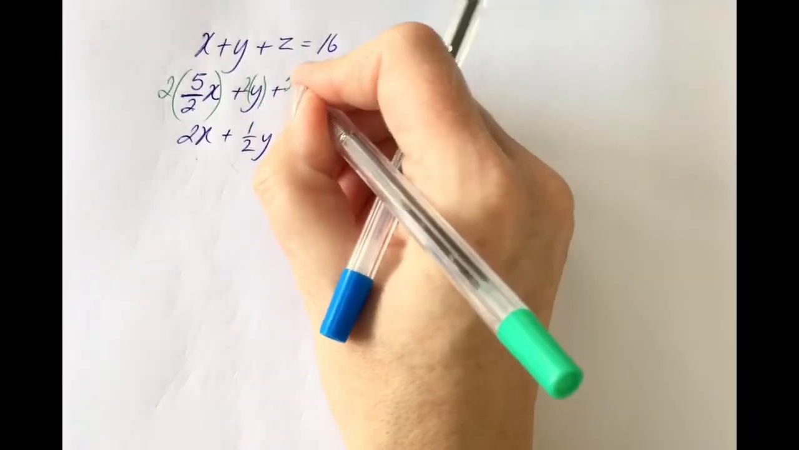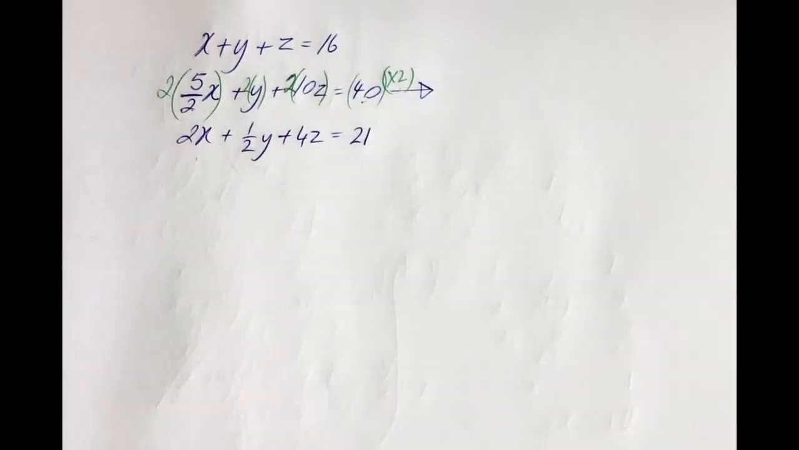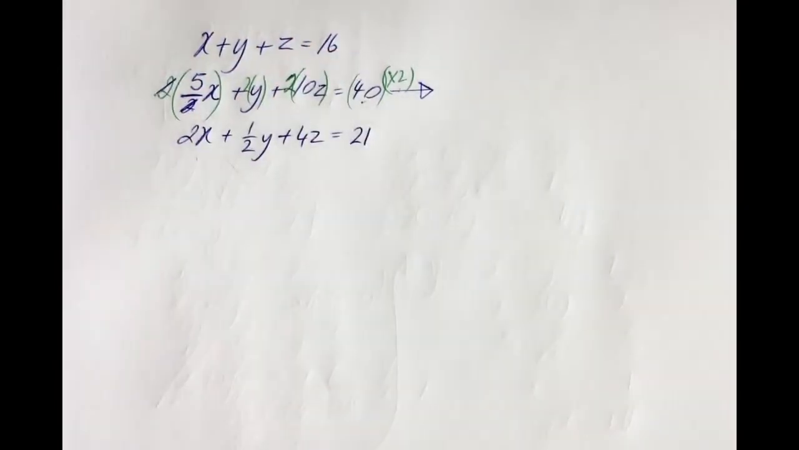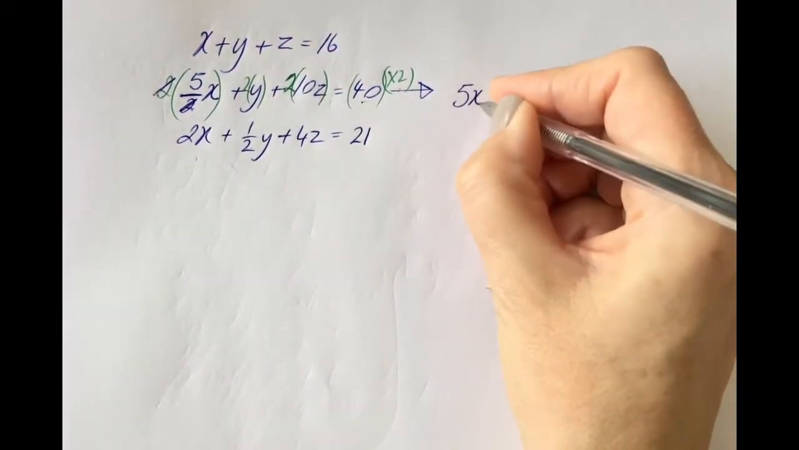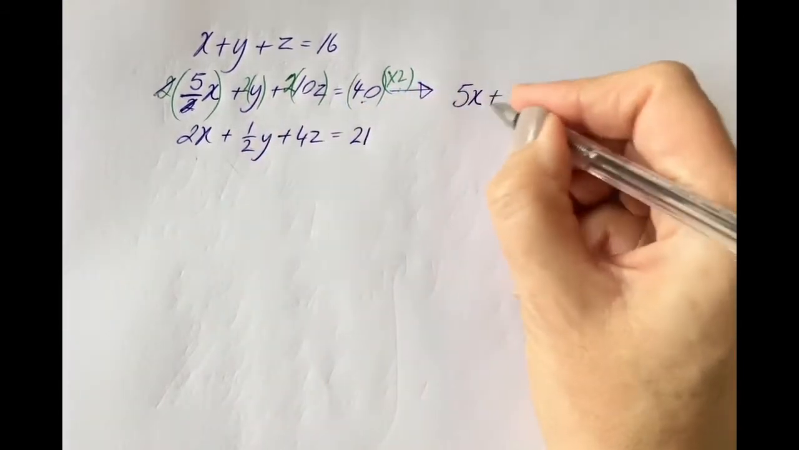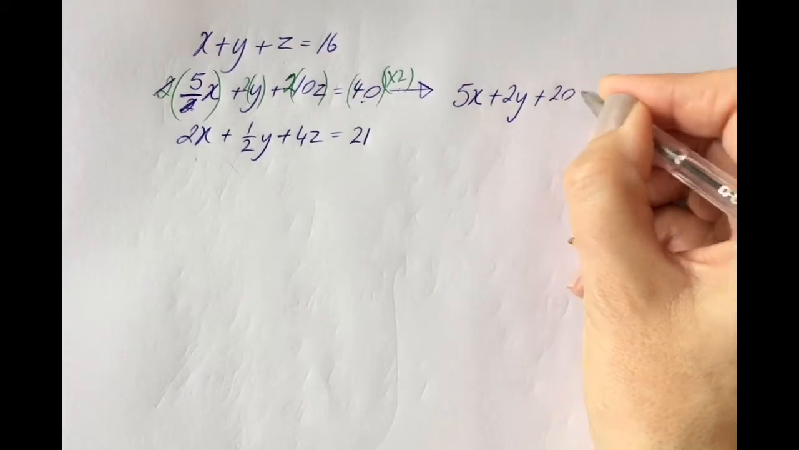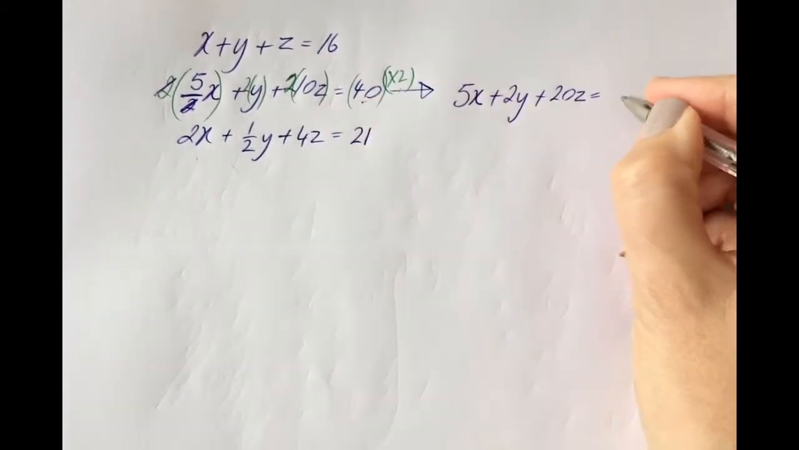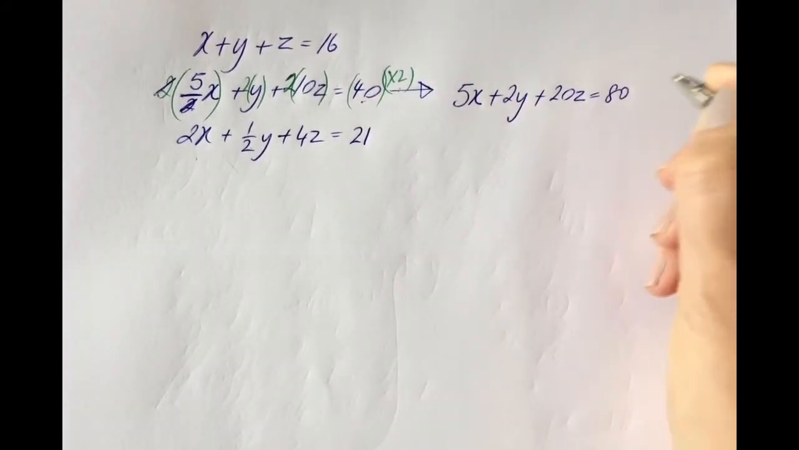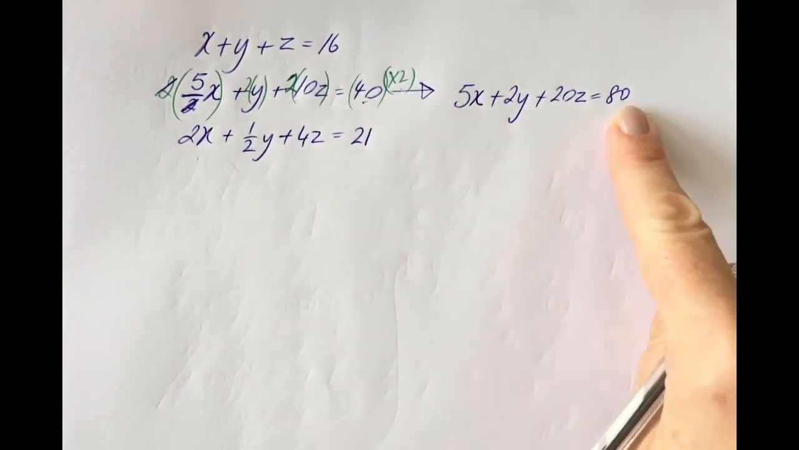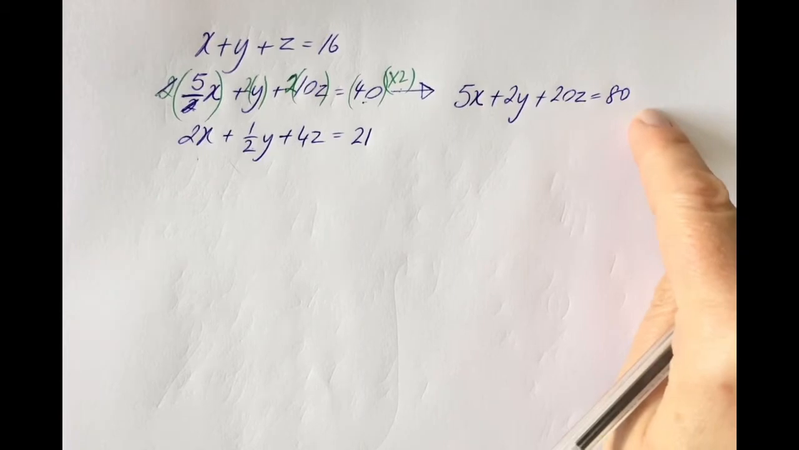Okay, so that makes it easier to see that the 2 will then cancel with the 2 there to give me 5x. 2 times y will give you 2y, and 2 times 10z will give you 20z, and 40 times 2 will give you 80. So doubling everything in that equation gives me a much nicer equation to work with.